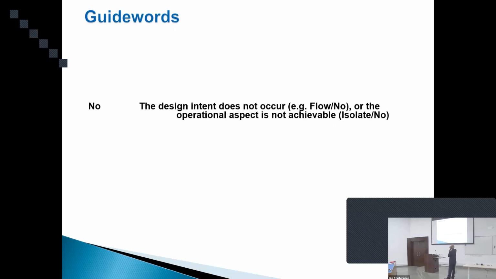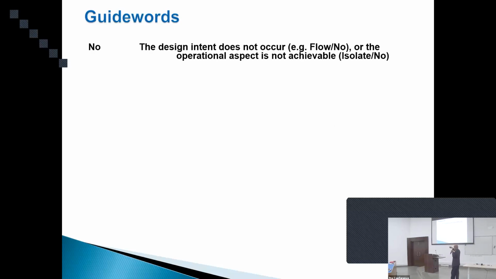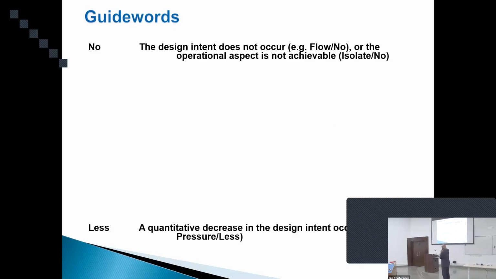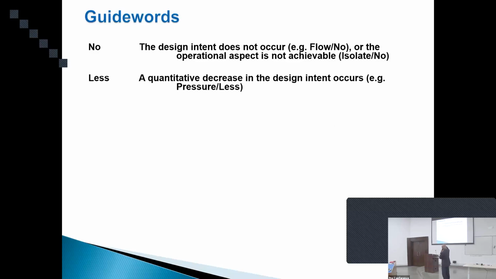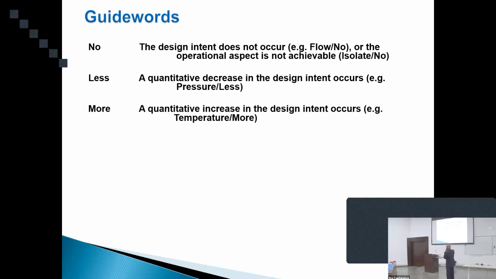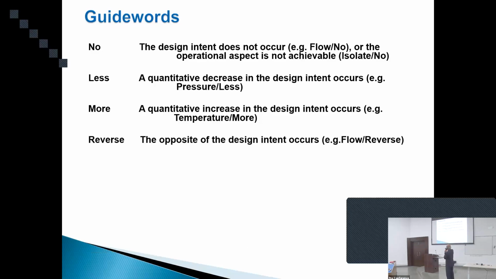And these are the guide words. We call them guide words. No means the design intent does not occur. Flow, no, that means there is no flow. If the pump stops, no flow is there. Like that, these guide words are going to help. No and less: a quantity decrease in the design intent occurs, and then it comes with more. It can come with more flow or more temperature, all these things. And it can happen with reverse.